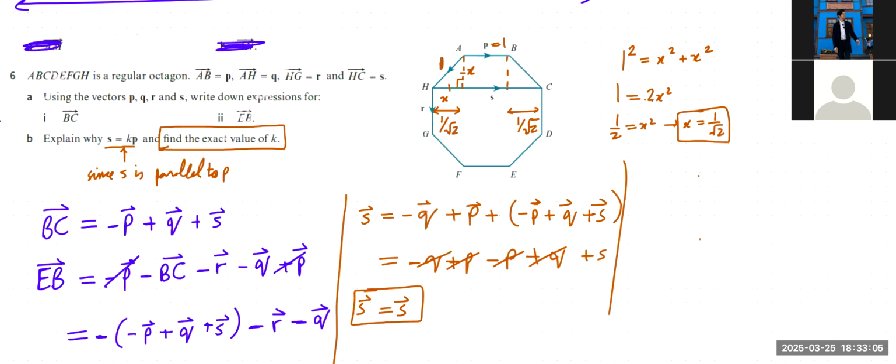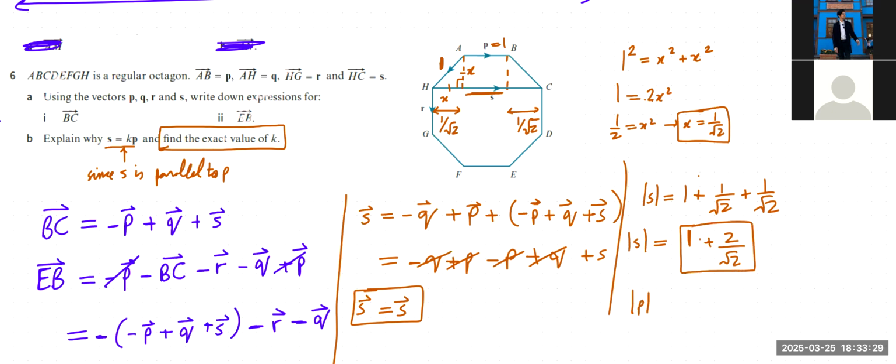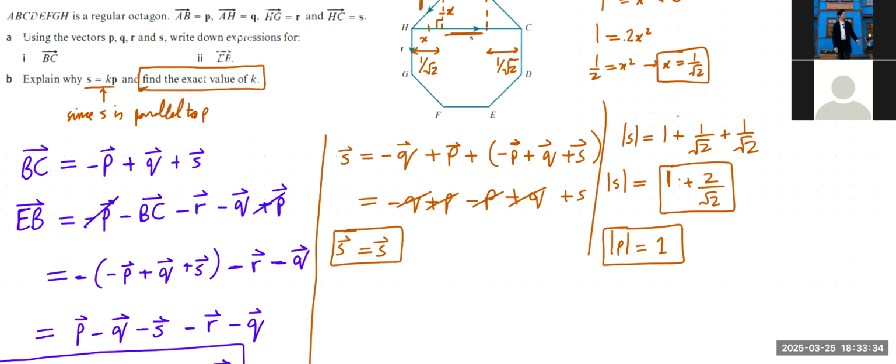So if I assume that the length of P is 1, then the length of S is therefore 1, which is P, this part, plus 1 over root 2 plus 1 over root 2, right? So we're going to end up with 1 plus 2 over root 2. So this is how long S is, and this is how long we've assumed P is. So clearly, if I multiply P with this number, I will get the length of S, right? So we don't need this. This was pointless.